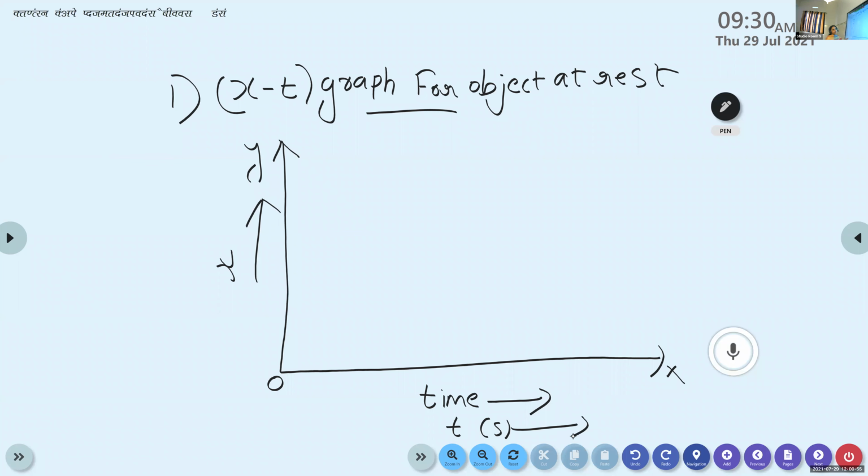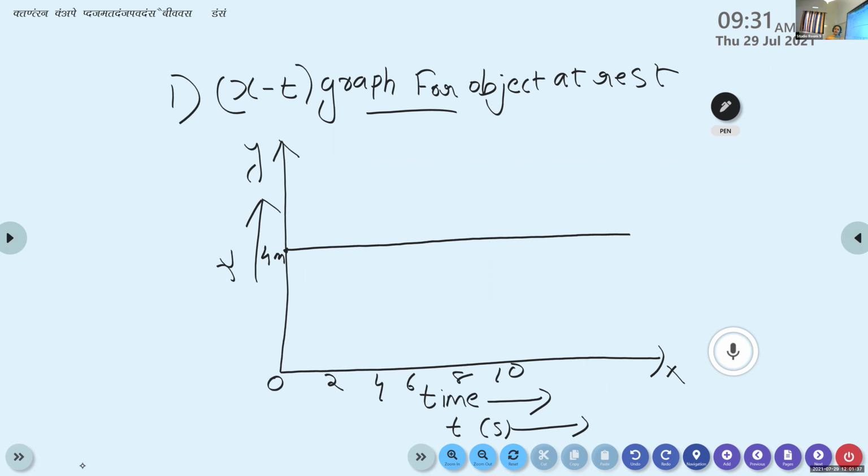So the first case or the first condition is object at rest. So for that case, the position time graph will be like this. That is, even though time increases 0, 2, 4, 6, 8, 10 seconds, the position of the object remains constant. It is at a rest position. For example, if it is sitting at 4 meter, even though the time is increasing in regular intervals of time, the position of the object does not undergo any change. So this is the first graph, that is xt graph for object at rest.